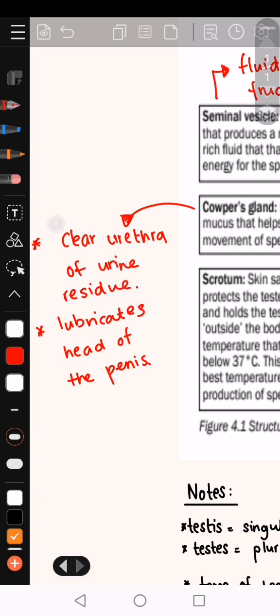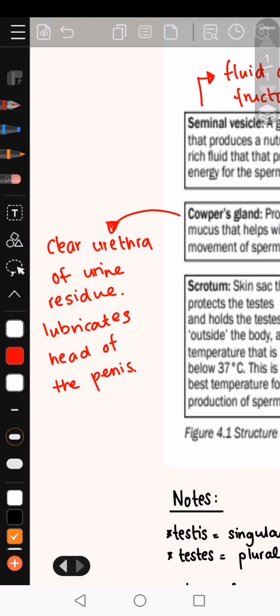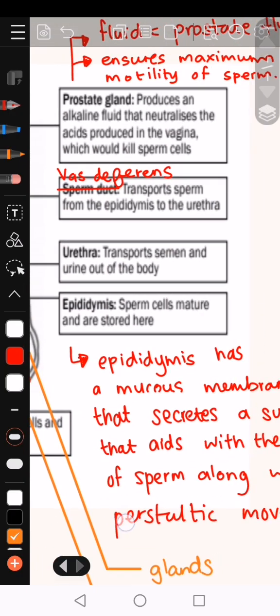So those are another two important functions that I didn't include in this diagram, and I think it is very important to note, because at NSC level we do not know what is coming in the paper. Say you forget that it provides mucus that helps with the movement, you might remember one of the two, and they cannot mark you wrong because it is a function of the Cowper's gland.